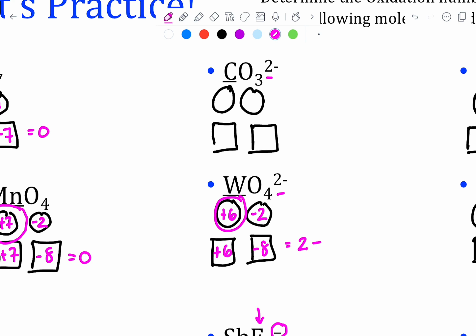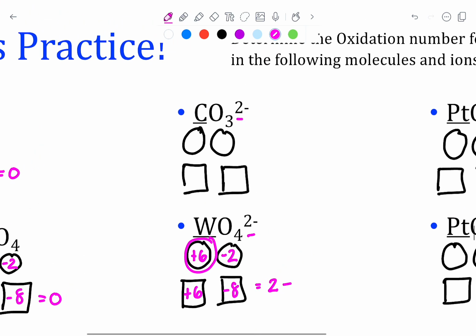Our next example is the carbonate ion, CO3 2-. We know oxygen is always going to be -2. There's 3 of them for -6. This has to equal -2. So we need carbon to be +4. There's only 1 carbon, so its oxidation number is +4.